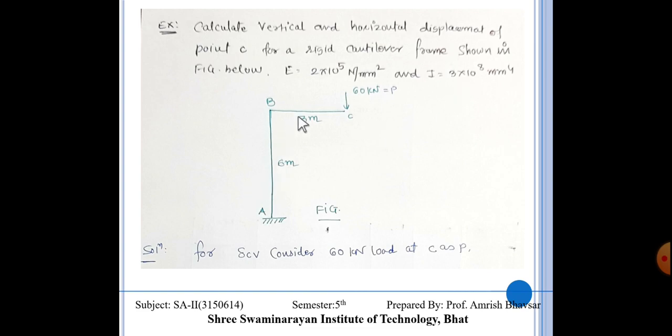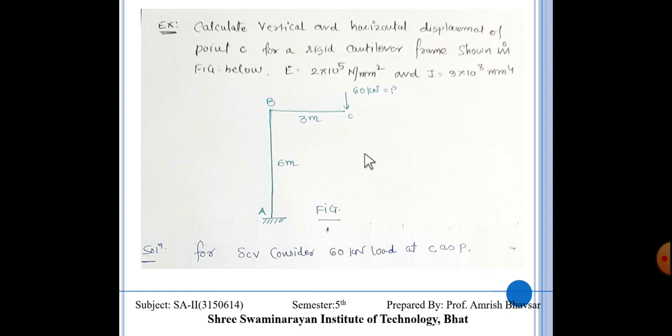Now this is our total frame with cantilever. What is done over here? Here the deflection of this column is towards the right and the beam is towards the downward. So the deflected shape is something like this. In this case we have two types of deflection. First one is horizontal and second one is vertical. So we have to find out horizontal and vertical displacement for this kind of frame.